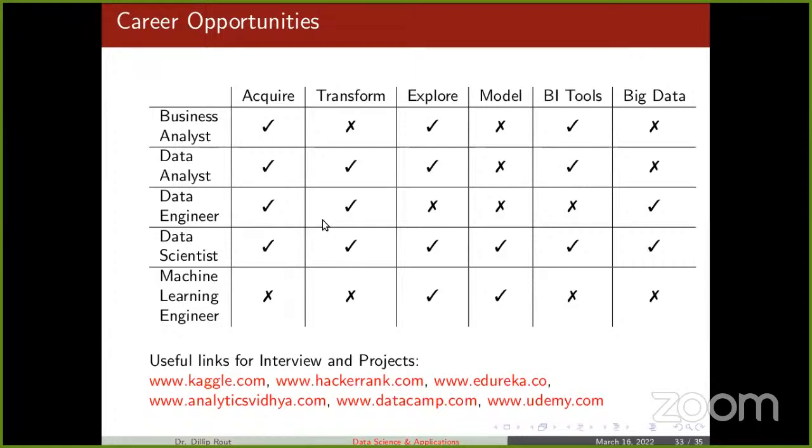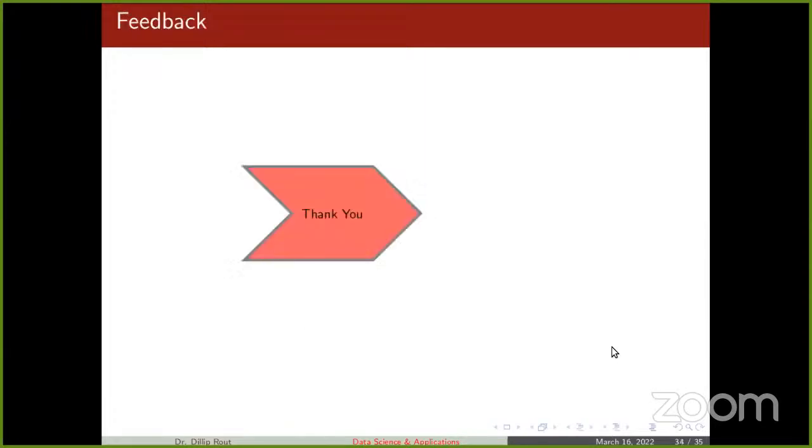For data engineer, this is the big data part. Acquisition and transformation are required, exploration may not be required, but you have to handle big data as well. Then for the data scientist, you can see all the things matter. You have to be an all-rounder to be a data scientist. For machine learning, you need data exploration, and then modeling. Mostly the machine learning engineer will spend so much time in the modeling part. And these are a couple of good sides if you want to explore data science and machine learning.